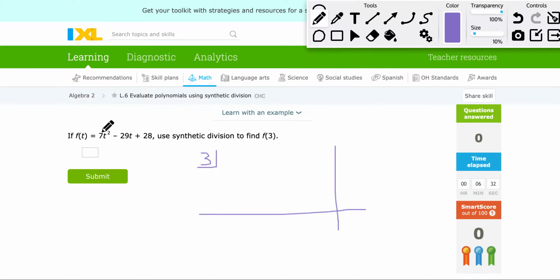Across the top, I'm going to use the coefficients here. So a 7, a negative 29, and a 28. So as a refresher for synthetic division, the first number is going to drop down because it has nothing to combine with. So I'm still going to have a 7 down here.